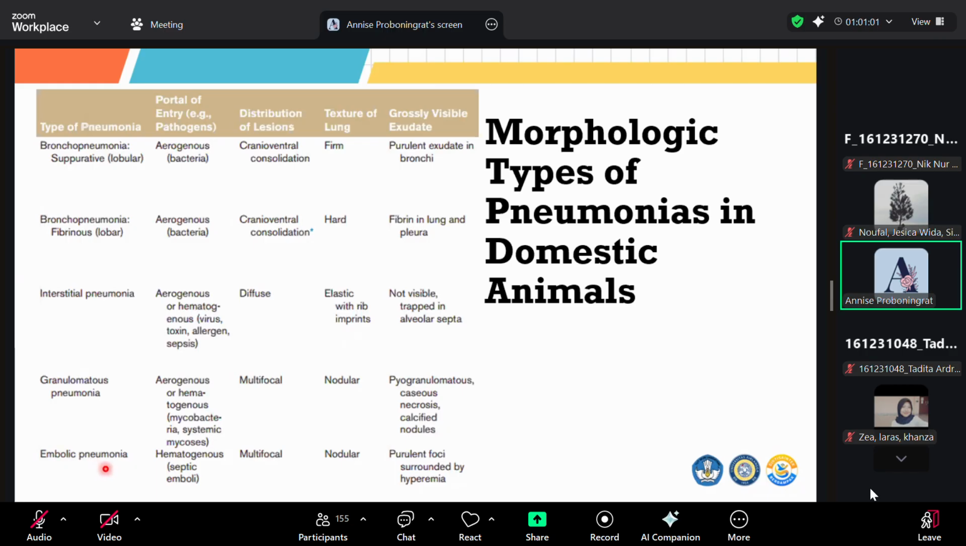And then embolic pneumonia means that there are infectious emboli, usually bacteria that spread hematogenously and become septic emboli, and the lesions are multifocally distributed. It can also induce nodular lesions, and the exudate is purulent or suppurative.